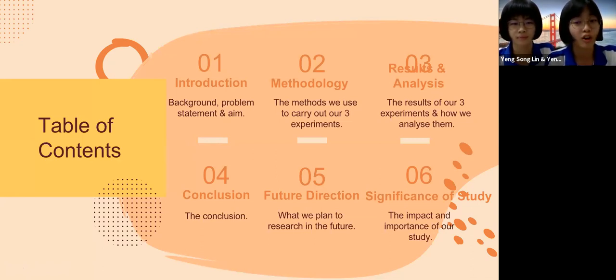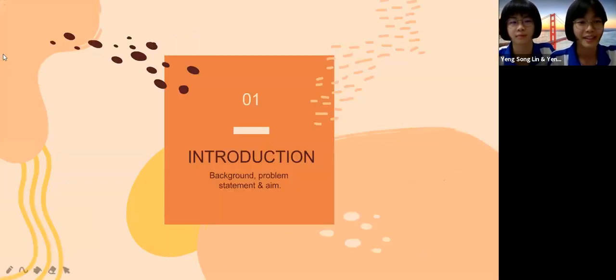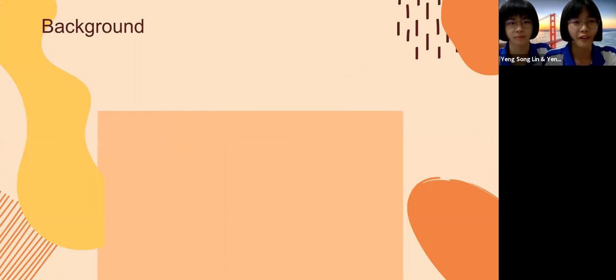Next is our conclusion, and followed by our future direction, which is what we plan to research in the future. And finally, we are going to talk about the significance of our study, which is the impact and the importance of our study. So now, without further ado, let's start our introduction of our project. So first of all, the background of our study.